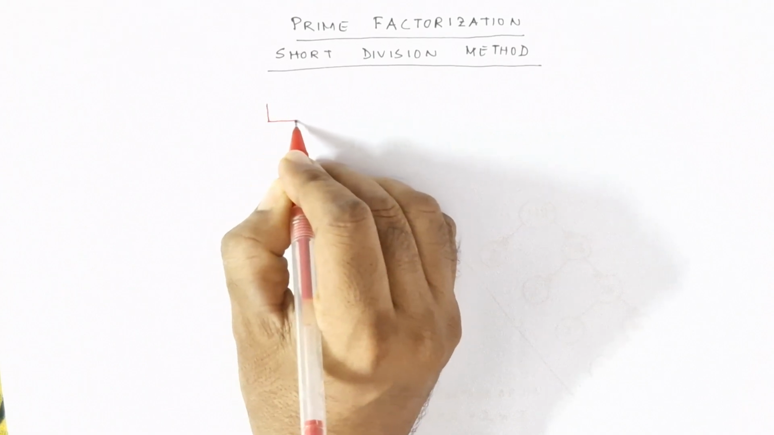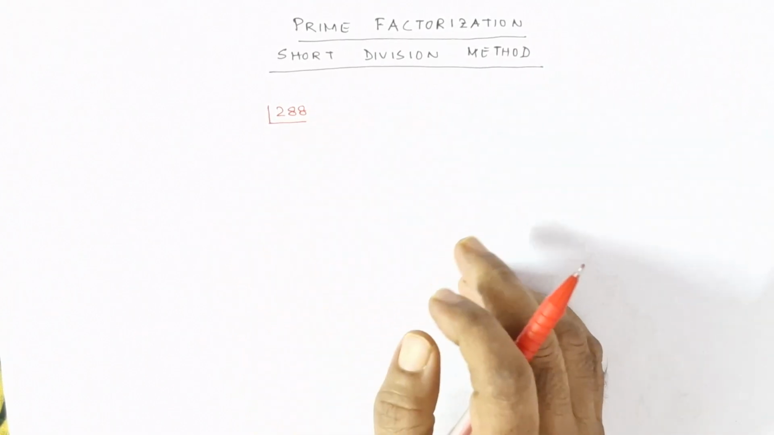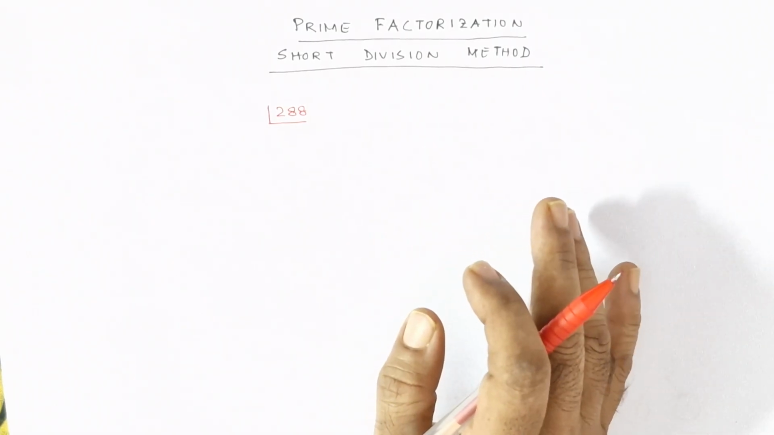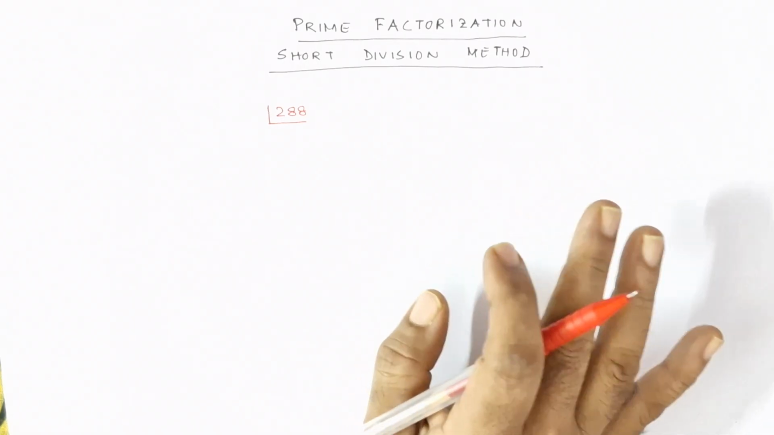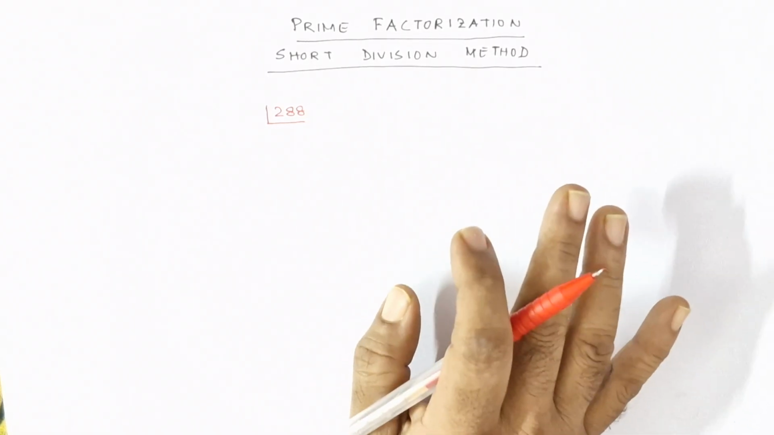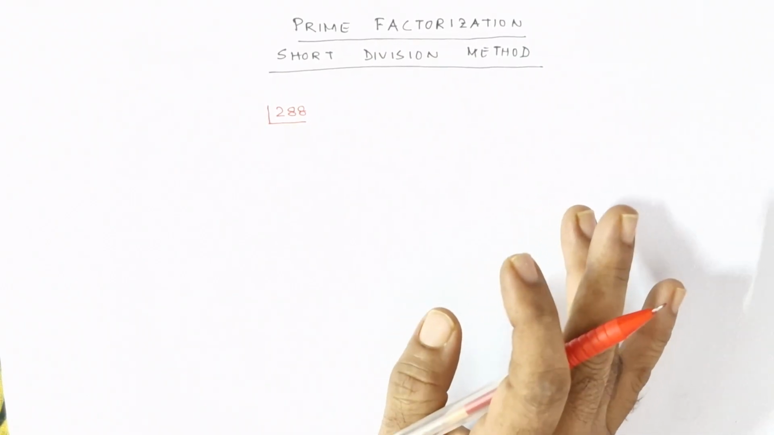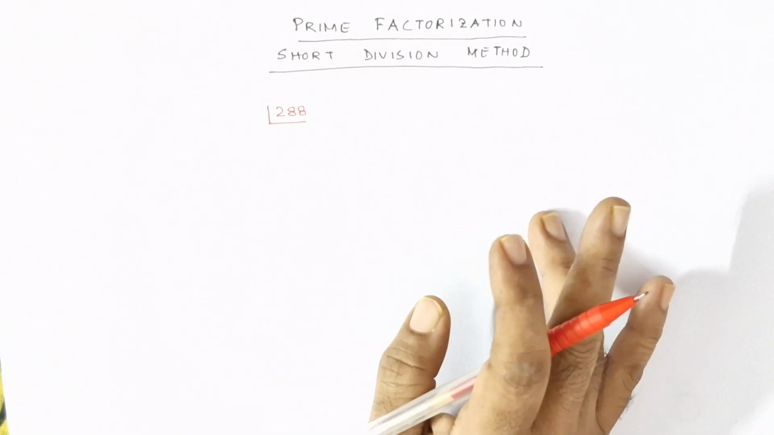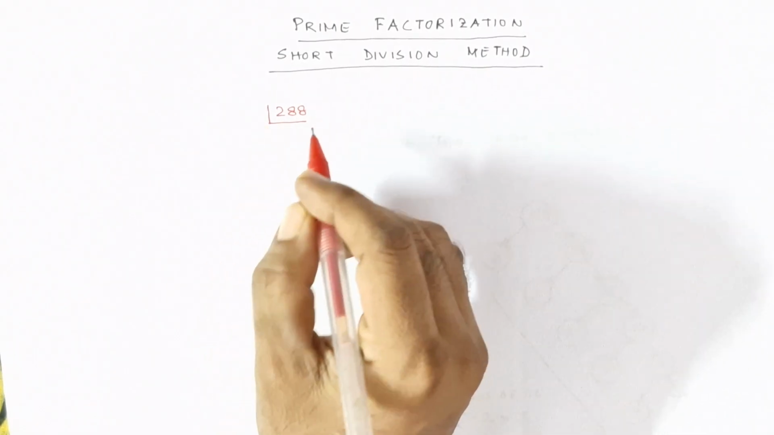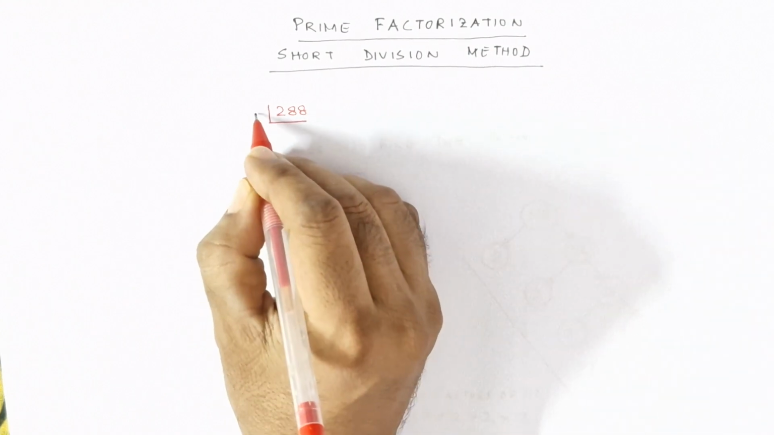So we'll take the number 288. Got it? We'll start dividing with the smallest prime number and make our way until the final quotient is 1. So this is the process. We'll start dividing with the smallest prime number and make our way until the final quotient is 1. You can see the smallest prime number is 2, which divides 288 exactly. So let's start with 2.